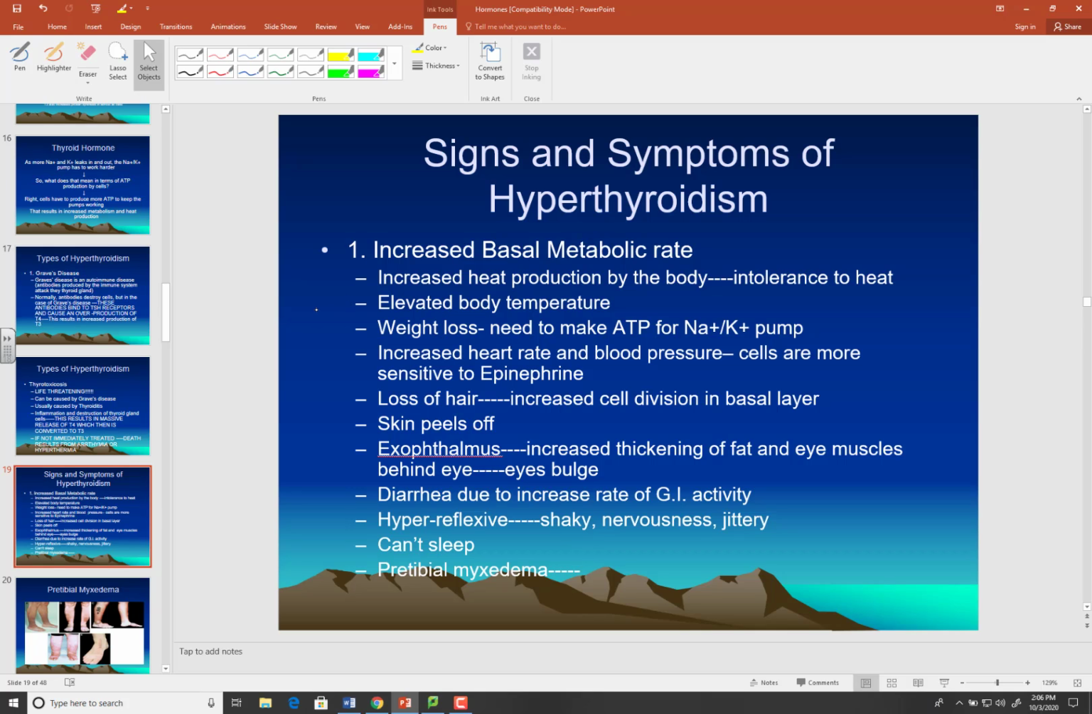And then I discussed the elevated body temperature, the weight loss, I explained that. The increased cell sensitivity to epinephrine and norepinephrine, especially the heart. And then hair loss, because remember that thyroid hormone increases cell division, and the basal layer of your skin divides more frequently, and as a result the hair can thin. Now the opposite is true in hypothyroidism, more on that later. And here's the thing, the skin divides so rapidly that it doesn't have time to keratinize, so it will actually just peel off.